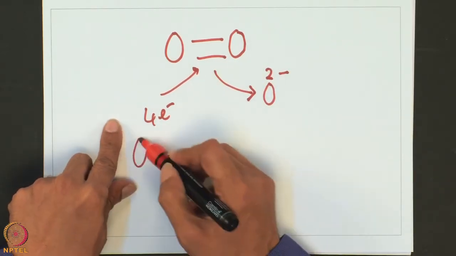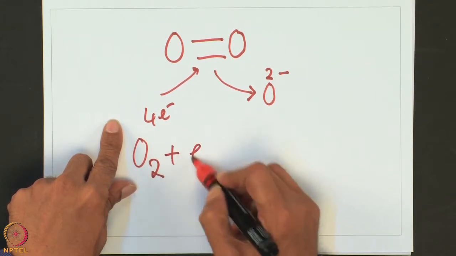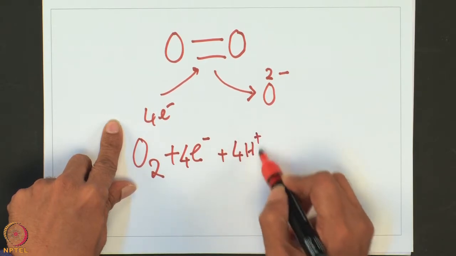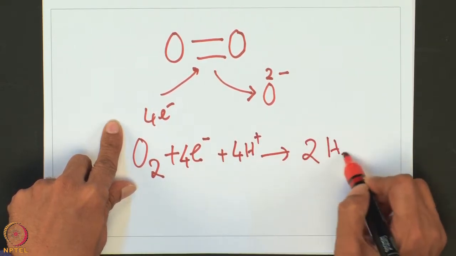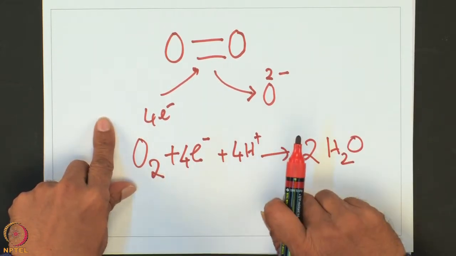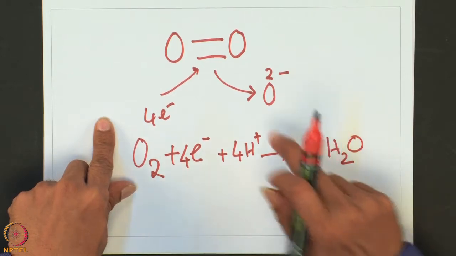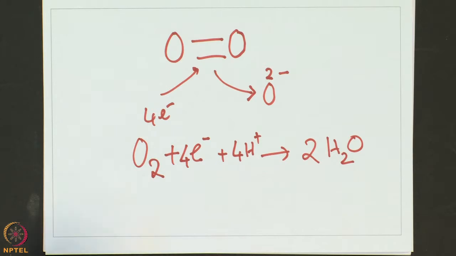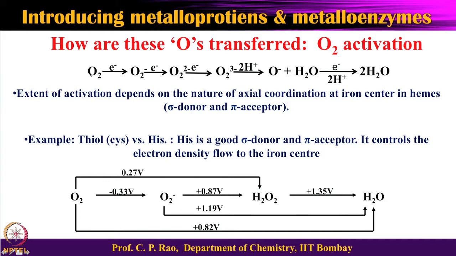So, in other words, the O2 adds 4 electrons, and in the presence of 4 protons gives 2 H2O. If there is no substrate, both the oxygens will go to water. This is what we call the O2 activation. As you can see, 4 electrons have to be added. You cannot add all 4 electrons at one time. You have to add 1 electron, add 1 more electron, add 1 more electron, and add 2 protons, and that will become 2 H2O.